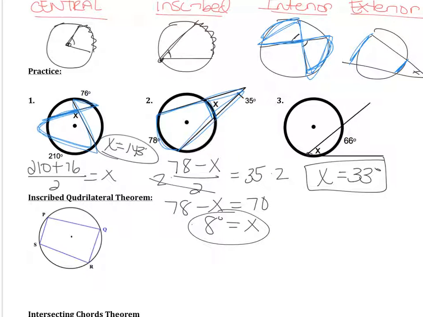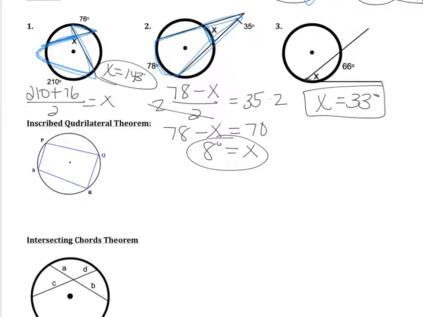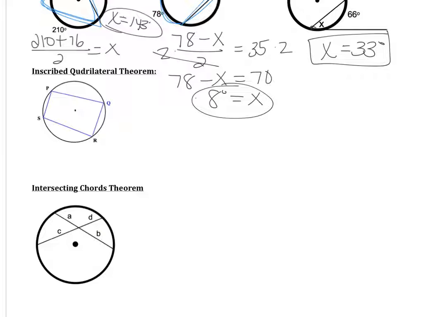So we have a bunch of theorems with circles, and we've got to make sure we keep them all straight. So hopefully you're all doing okay. So let's go ahead and talk about these next 2 theorems. The first one is the inscribed quadrilateral theorem.